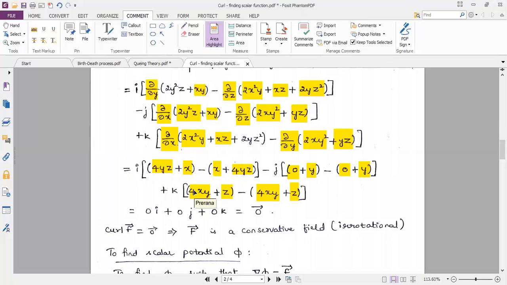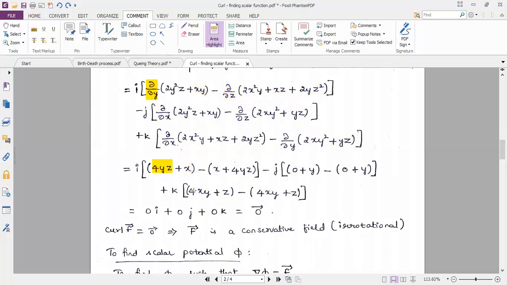Simplifying, if you can observe, we have positive and negative terms of the same, which get cancelled, and we obtain 0i plus 0j plus 0k. We observe that plus 4yz plus x minus of x plus 4yz get cancelled. Similarly, y minus y get cancelled. 4xy plus z minus of 4xy plus z get cancelled. So we get curl f is equal to vector 0. So f is a conservative field or an irrotational vector field.